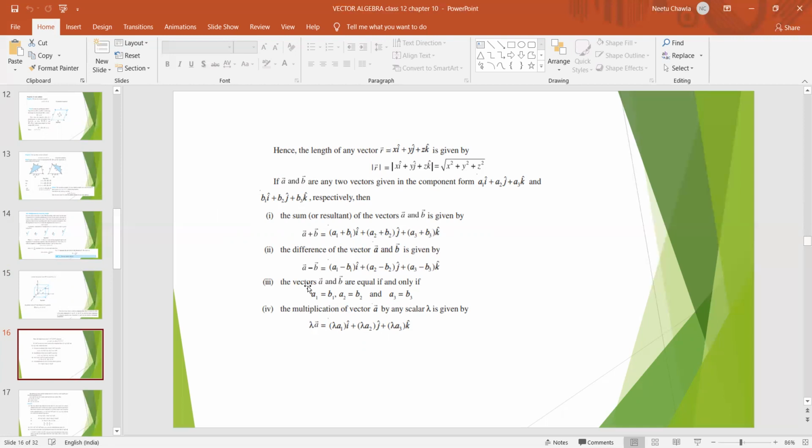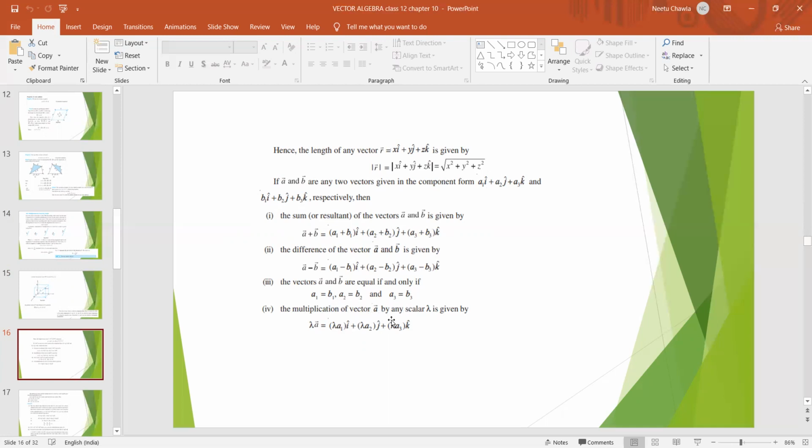Now, what will the condition be for the vectors to be equal? They will be equal when a1 is equal to b1, meaning the i component should be equal to the i component, the j component means a2 should be equal to b2, and a3 should be equal to b3.